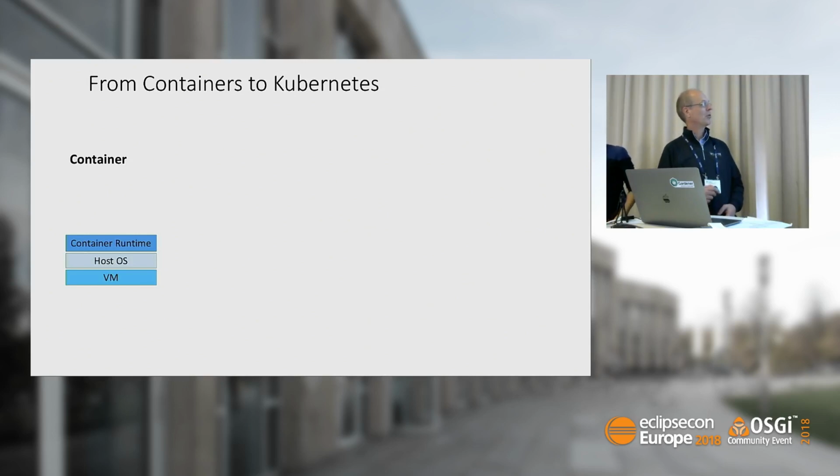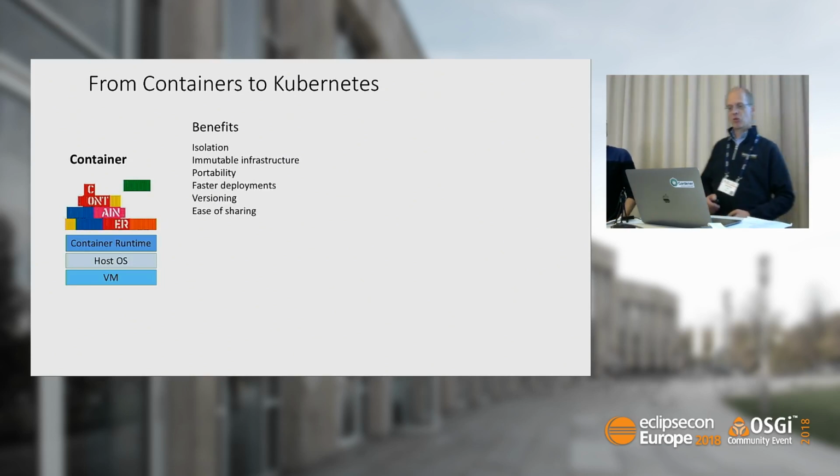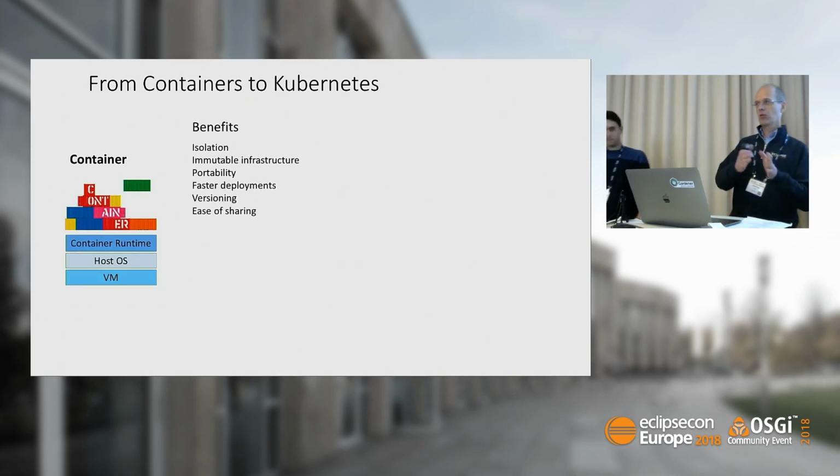So we have a VM. On top of that we have a host OS, container runtime, and then we add containers on top. So what are the benefits? They provide isolation, so we get small containers running a process, and they're each one isolated from each other. We have immutable infrastructure because those images are immutable. It's portable, so we can run it on different underlying infrastructure. Deployment gets faster. We can version those containers.